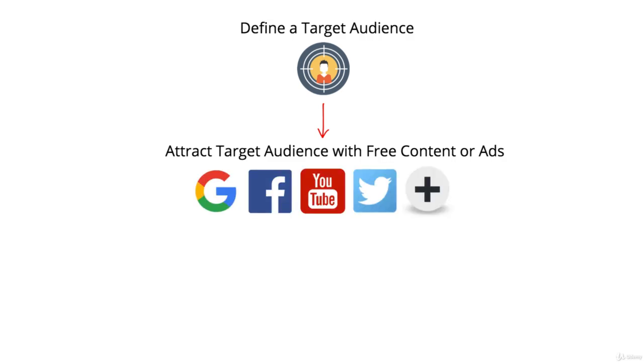Now, the next step in the process is to attract that target audience with free content and ads. And you really want to go onto the platforms that your target audience are already using. And that could be these search engines with Google, Facebook, YouTube, Twitter, Instagram, LinkedIn, whatever. And in terms of how you attract them with free content, well, there's three types of content that you can really make.